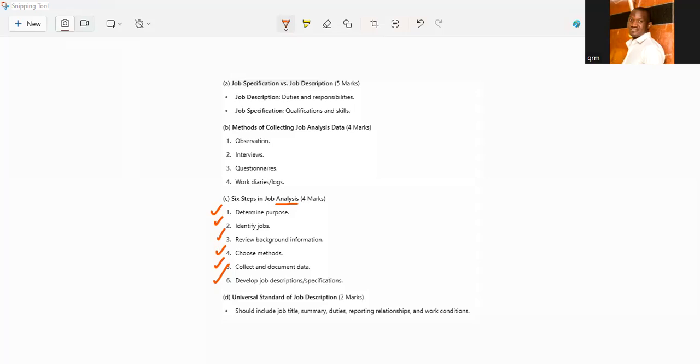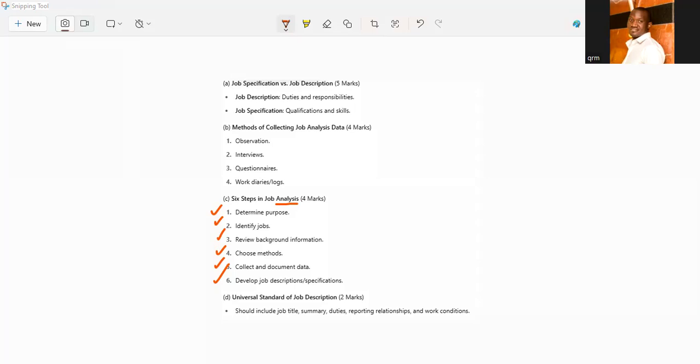So you need to examine the existing job descriptions, okay? The organizational charts, the training manuals, and the performance evaluations, you need to review them to understand the current state of the job. Step four, you need to choose the methods of data collection. So you need to select an appropriate technique like interviews, observation, questionnaires or work diaries, based on the nature of the job. Then step five, you need to collect and document the data.